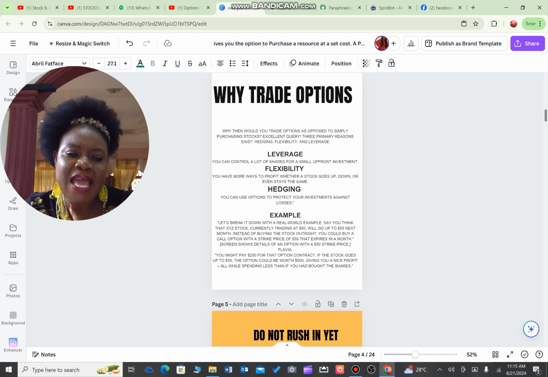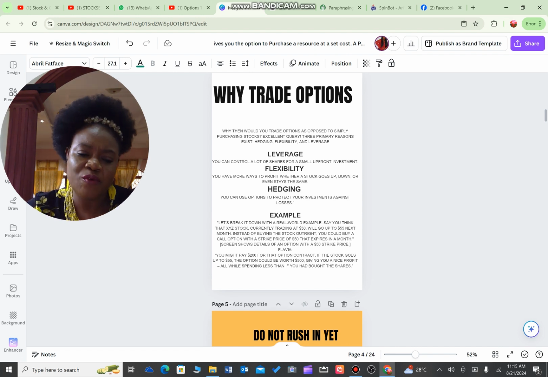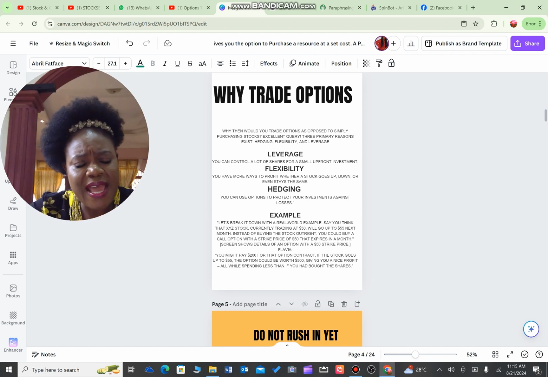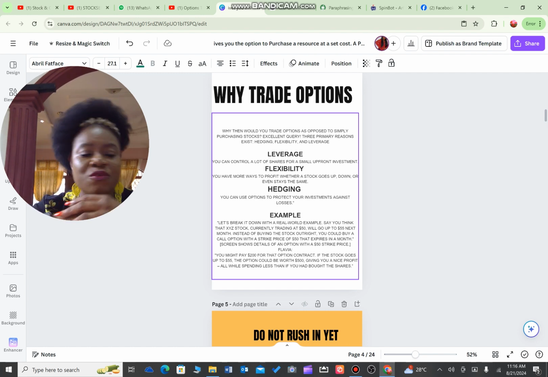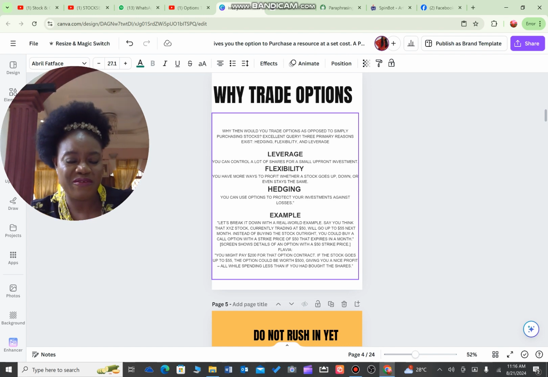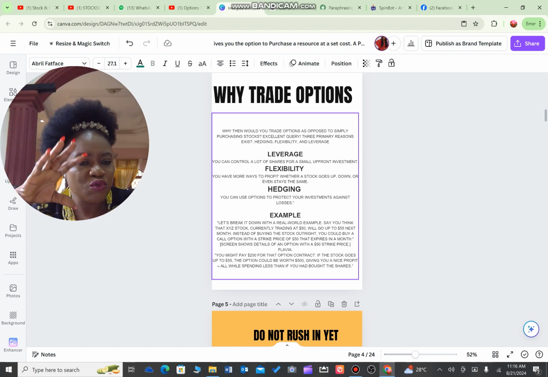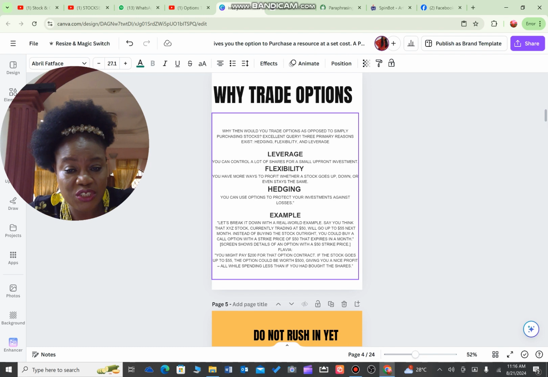And then the third reason why people like to trade options rather than buying shares is because it provides you a very excellent way to hedge against losses in your investment. You can use options to protect your investments against losses, because whilst your investments are there, you can be trading options and that gives you money. So in case there are any losses in your investment, you still have made enough money to hedge against that position that you are holding.